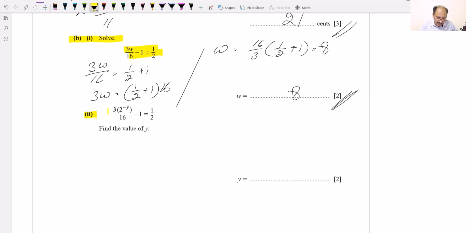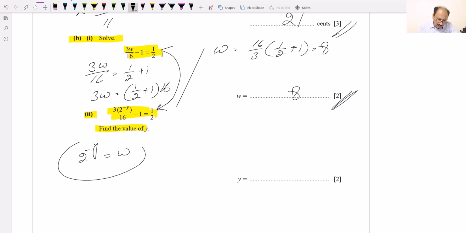Now second part, we need to solve this, find the value of y. This part we can compare with this one, these two equations we can compare. So this implies 2 raised to the power minus y is equal to w. So y value we can calculate, and our answer will be 8. So we can write this answer as 8.